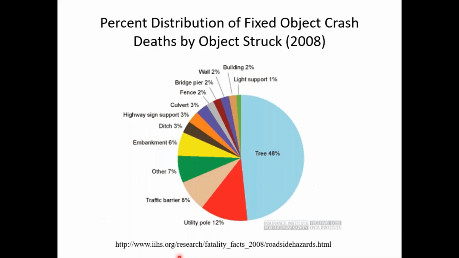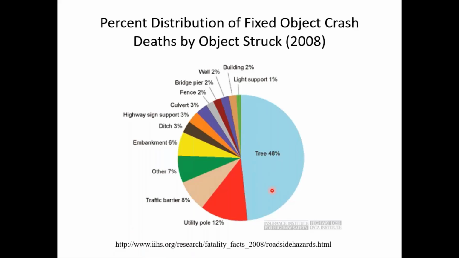Here we see the percent distribution of fixed object crash deaths. So these are fatalities by object struck. And the first day someone asked a question I thought may be related to this. If this doesn't answer the question you raised on the first day, let me know. But this is a more detailed breakdown of the various fixed objects that motorists strike along the roadway.